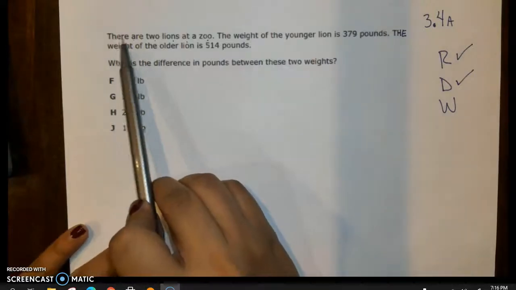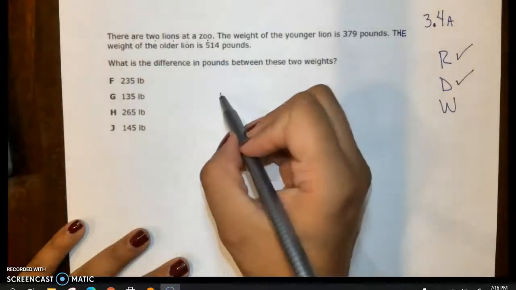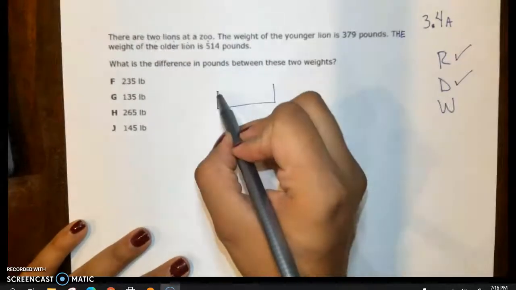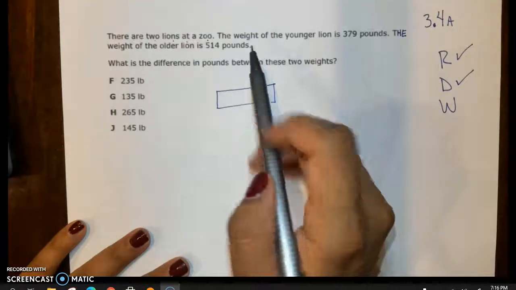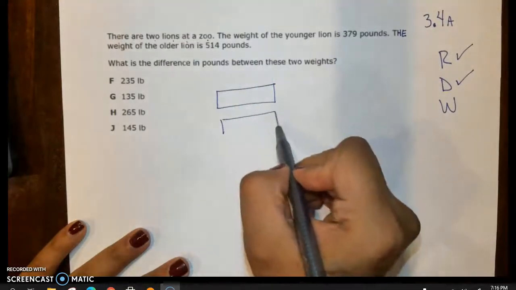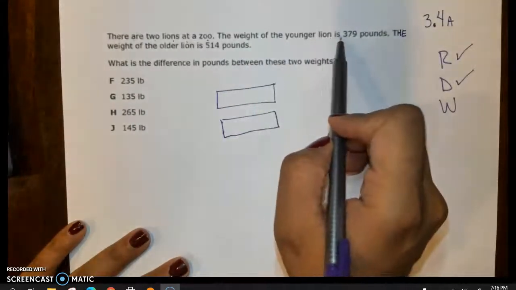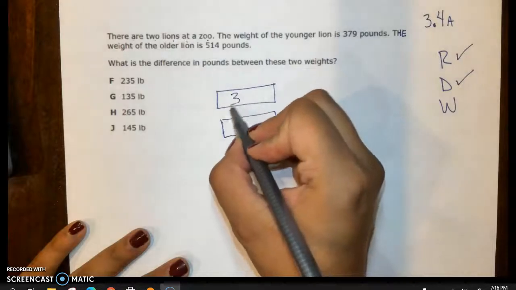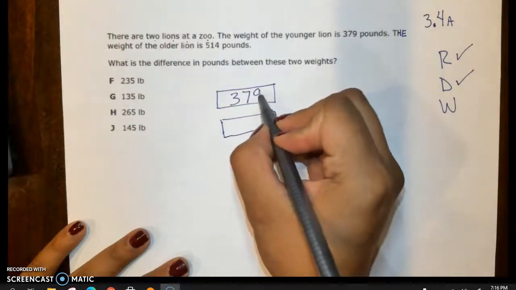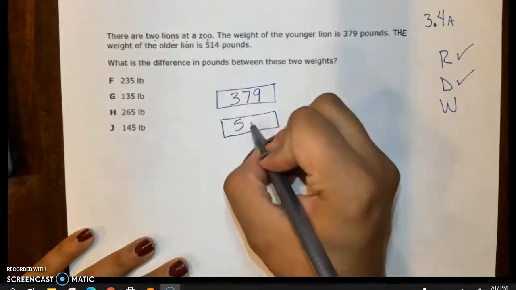So let's see. There are 2 lions at a zoo. I'm going to draw a box. And let's see, another box, because there's going to be 2 lions at the zoo. The weight of the younger lion is 379 pounds. So this box represents my lion that's 379 pounds. The weight of the older lion is 514 pounds.